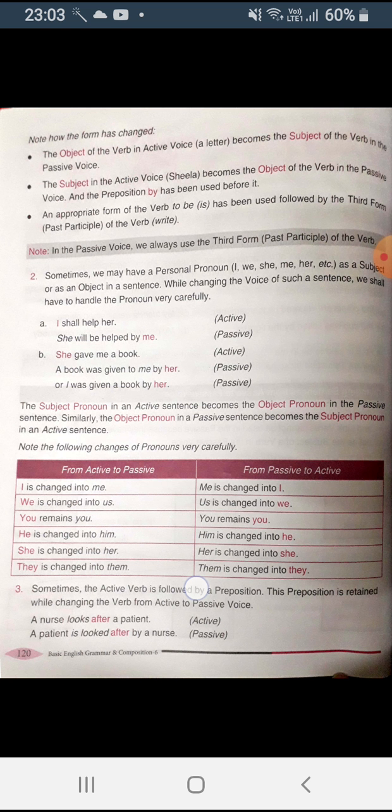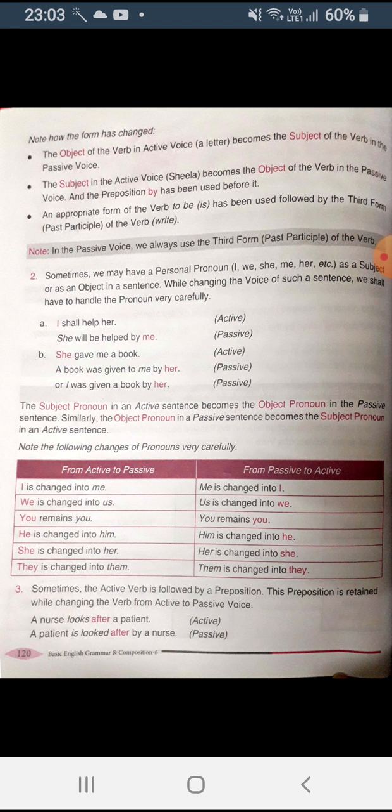So, you need to remember this very carefully in case of pronouns. I will be changed to me, we will be changed to us, you will remain you, he will become him, she will become her, and they will become them.